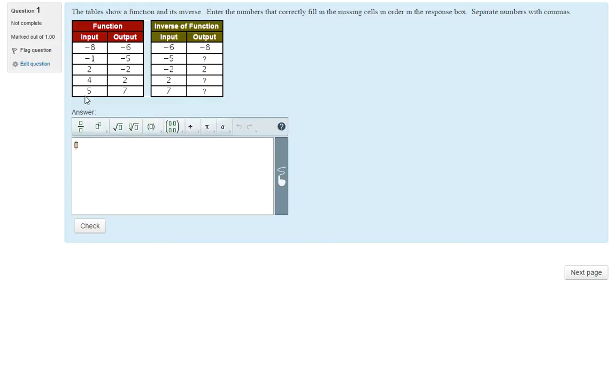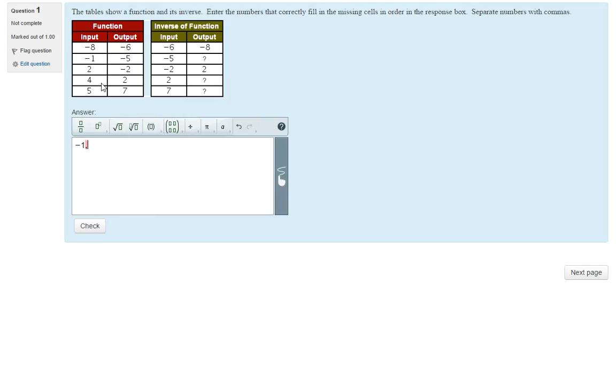All we're doing here, we realize that when we take a function and we produce its inverse, we're just exchanging the domain and the range. So essentially just switching x and y values. So for this point right here, which started off with an input of -1 and an output of -5, the inverse is going to have an input of -5 and an output of -1.